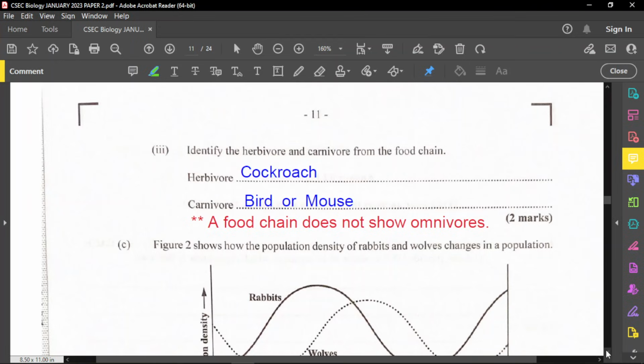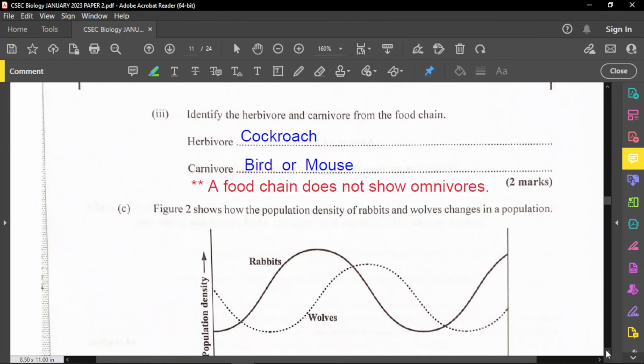Now for part 3, identify the herbivore and carnivore from the food chain. And so the herbivore is the cockroach eating the plant, and the carnivore could either be the bird or the mouse. And a point to note is that a food chain does not show omnivores because a food chain only shows one feed source or one directional flow of energy.